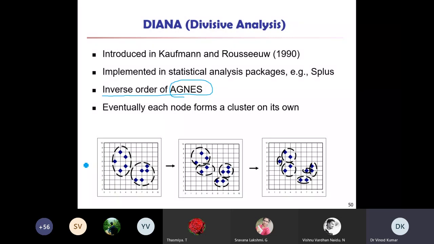We will start with one single cluster. Then we divide into two. Then we have divided into 4. After that, 1, 2, 3, 4, 5, 6. Then later on we will come up with only single objects as clusters. So this type of clustering is done in DIANA. You need to understand the basic concept of how the clustering is done, nothing more than that.